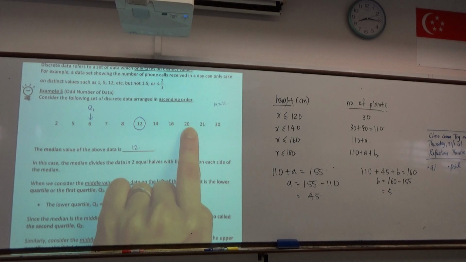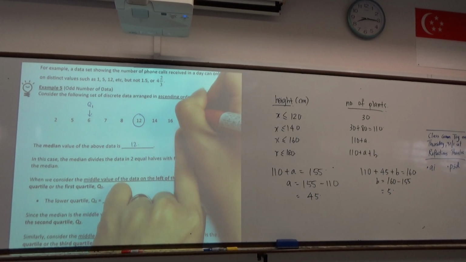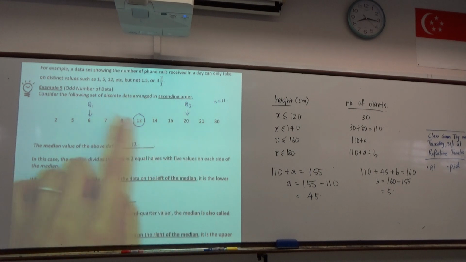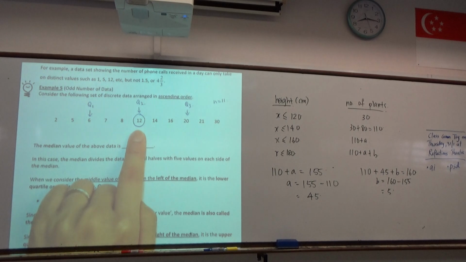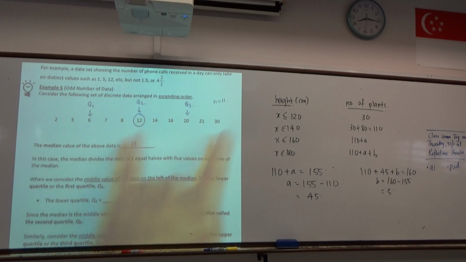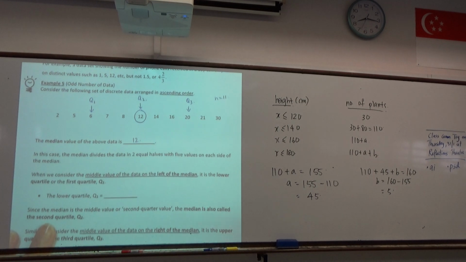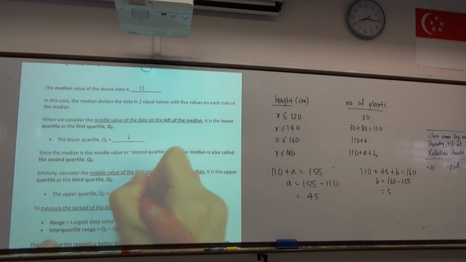Likewise, on the right side of the median, the middle value 20 is going to be my third quartile. So where is my second quartile? My second quartile actually refers to the same thing as the median. So continuously, you just take the middle one. So the lower quartile value will be 6 and the upper quartile value will be 20.